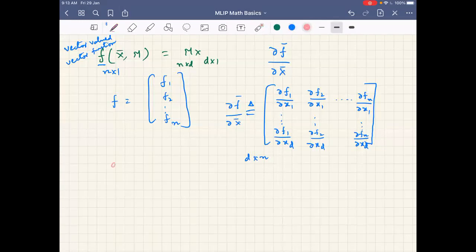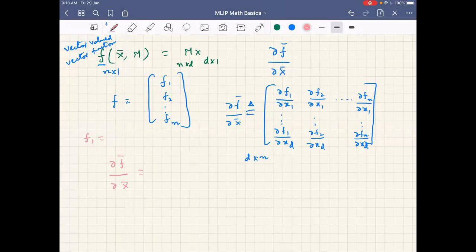Some of you give it a try. Each of you try to find this and tell me. Quickly take your notes, figure it out and tell me what the output will be here, dou F by dou X bar in this case. Quickly start working it out.